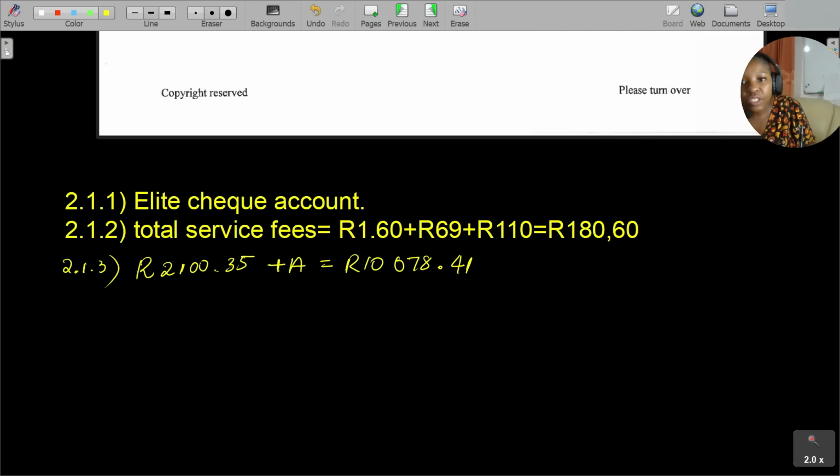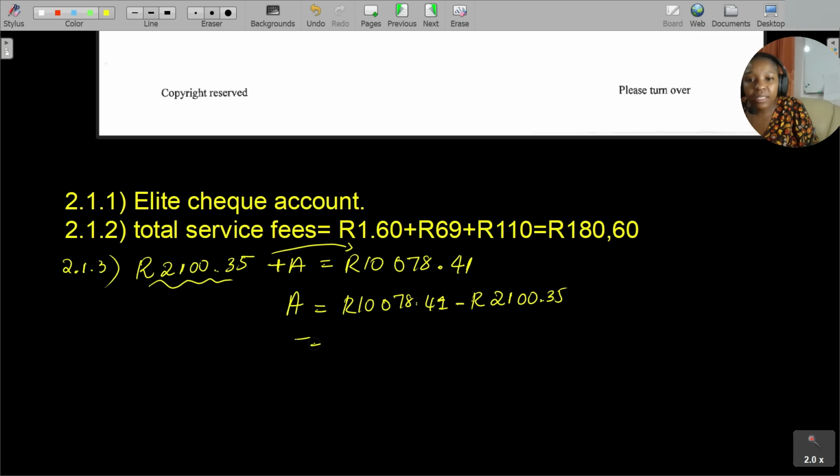How do we solve for A? A is equal to, this value is going to jump the equal sign, so it's going to be 10,078.41 minus, because when it jumps the equal sign the sign changes, 2,100.35. So what's our answer here? 10,078.41 minus 2,100.35. We will see that his net salary is actually equal to 7,978.06. So that is his net salary.